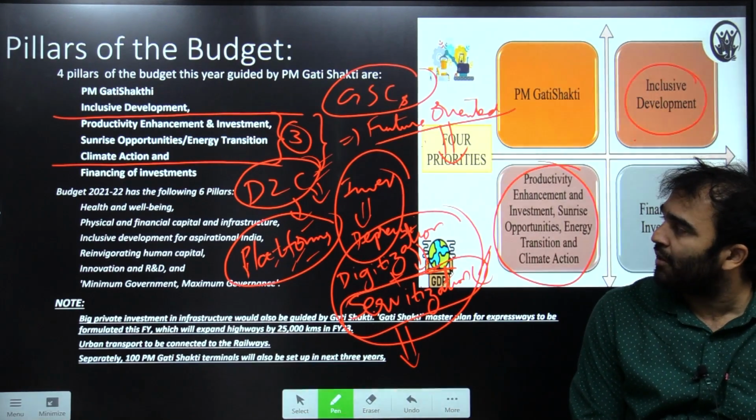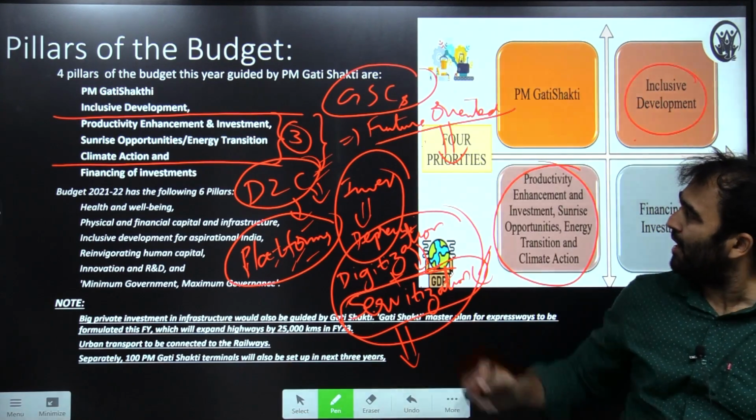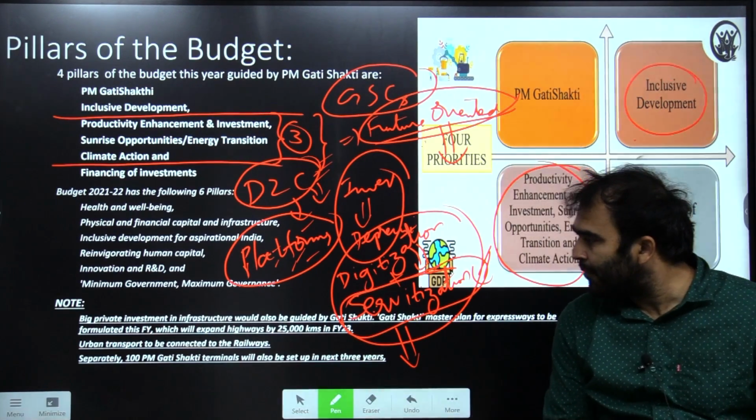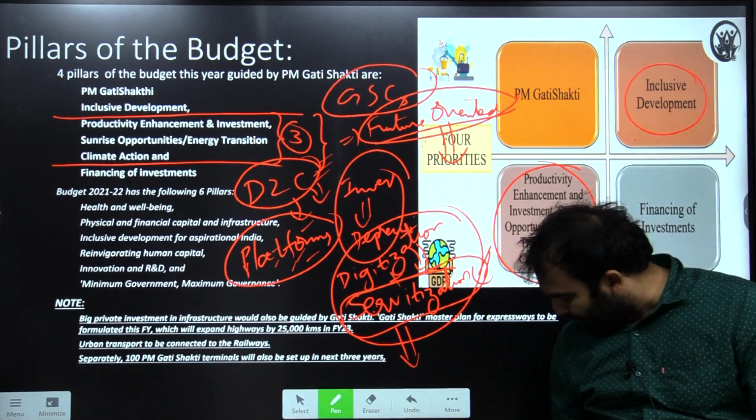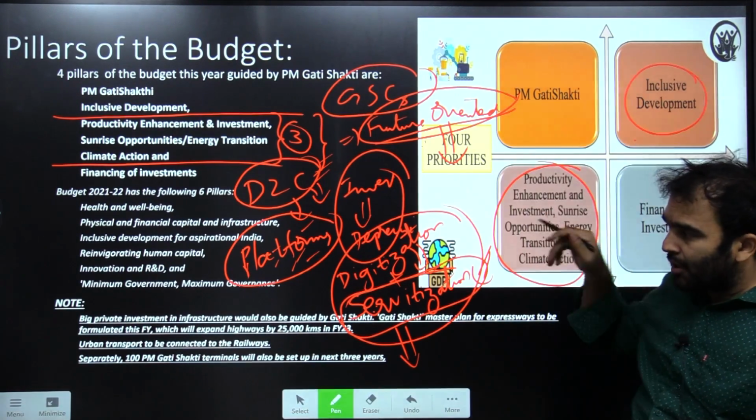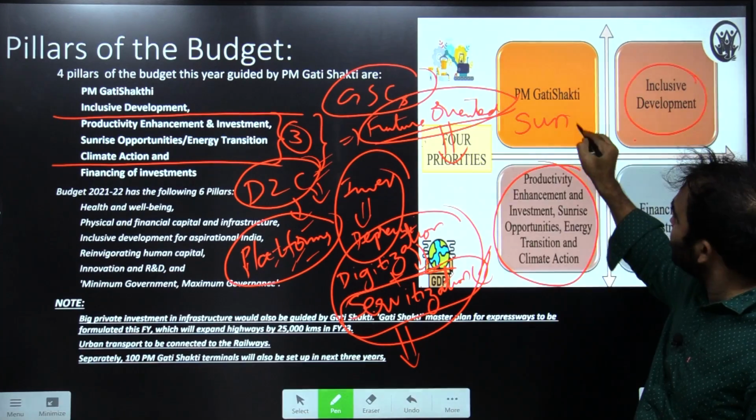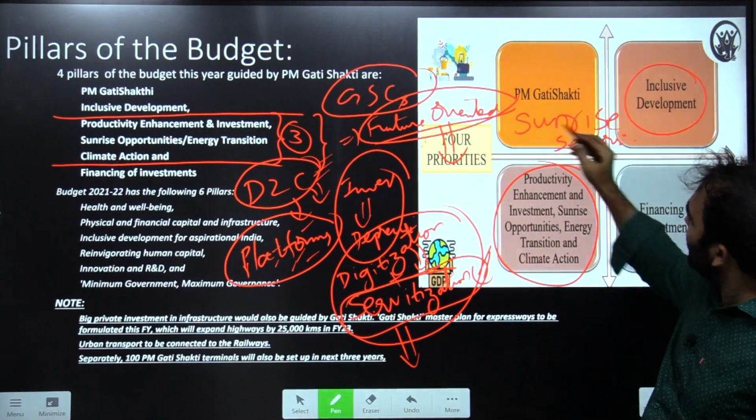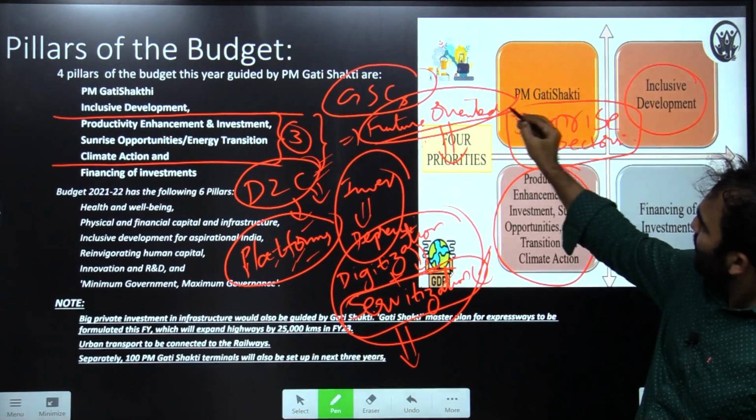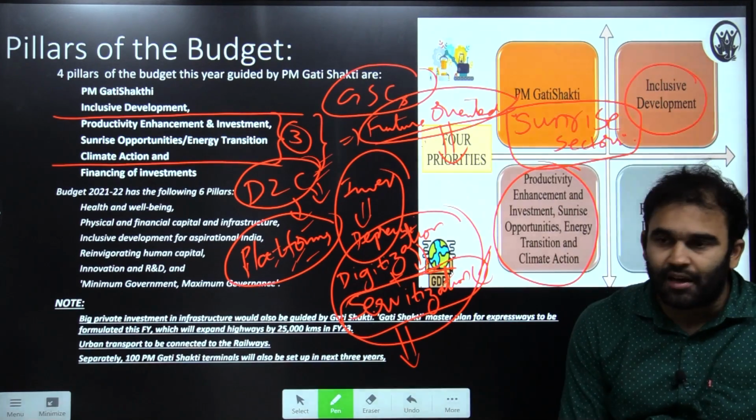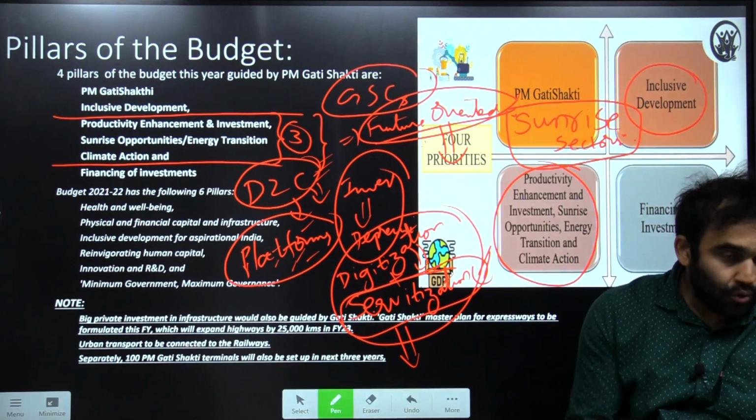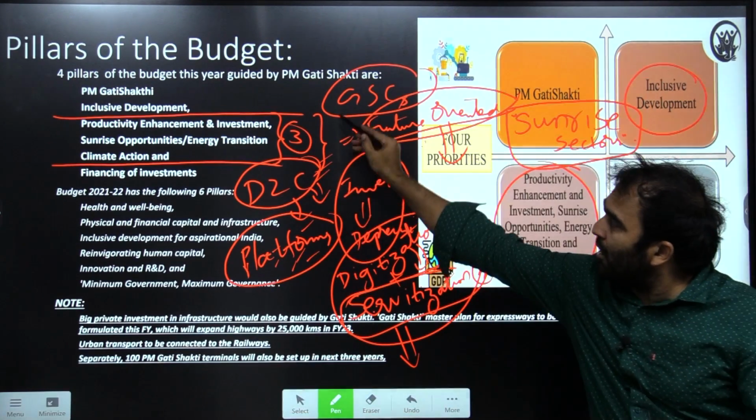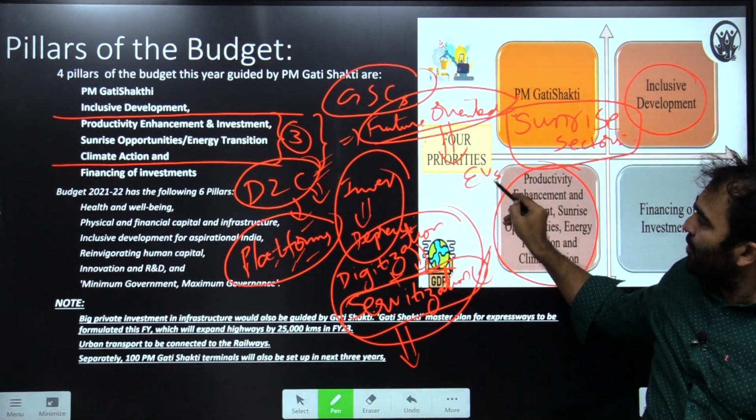Number 2, sunrise opportunities. This sunrise opportunities again captures this entire future orientation. There is a sector called the sunrise sector. There is a term called sunrise sectors. So all the technologies that we are looking at, be it in crypto, or clean energy, or energy transition. In fact, your EVs are also part of this sunrise sector.